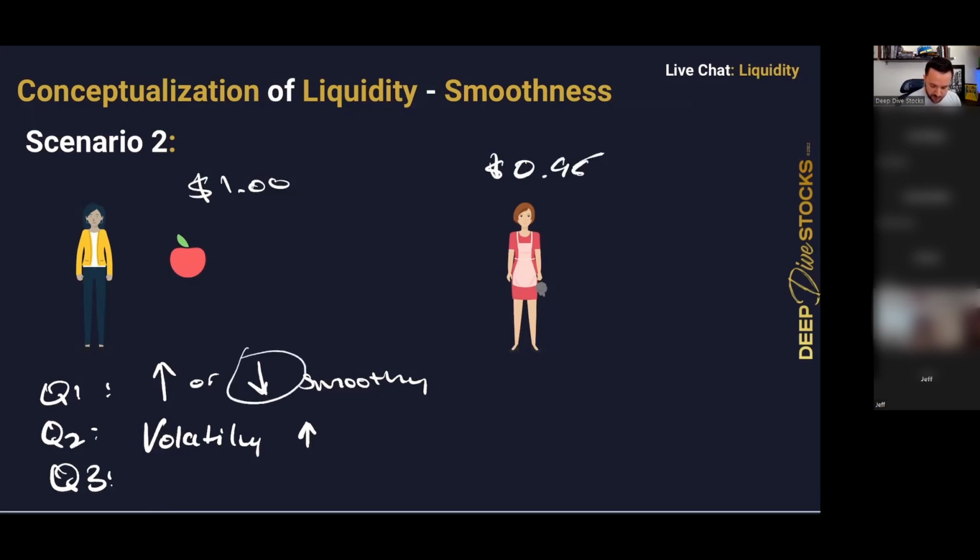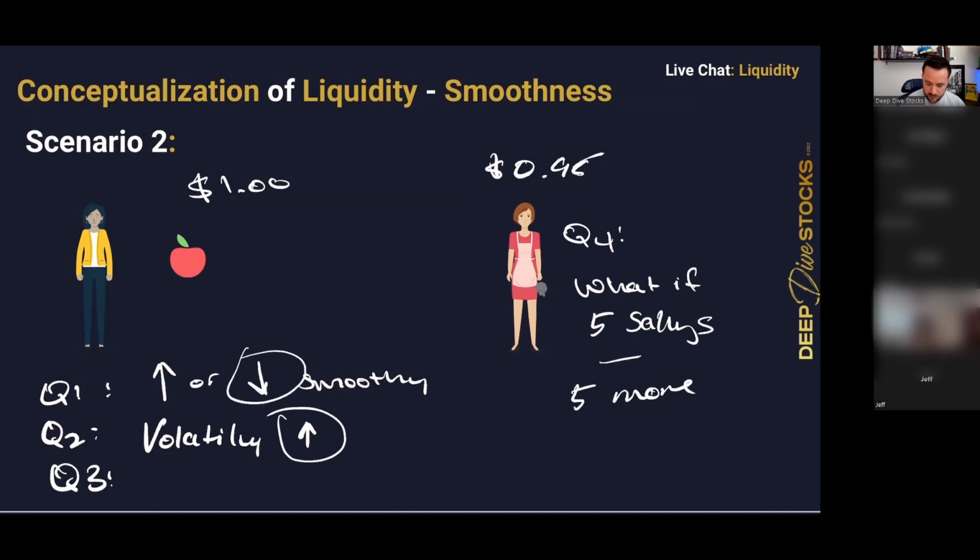Things were running less smoothly. Volatility was going up. Do we have anything else to mention here? We said that one of them would have to capitulate, and then the value would be based on which one capitulated. Again, one of the things I want to put in the back of our minds is what would happen if 5 more Sallys showed up, or if 5 more Bettys showed up. We're just going to keep that in the back of our mind.